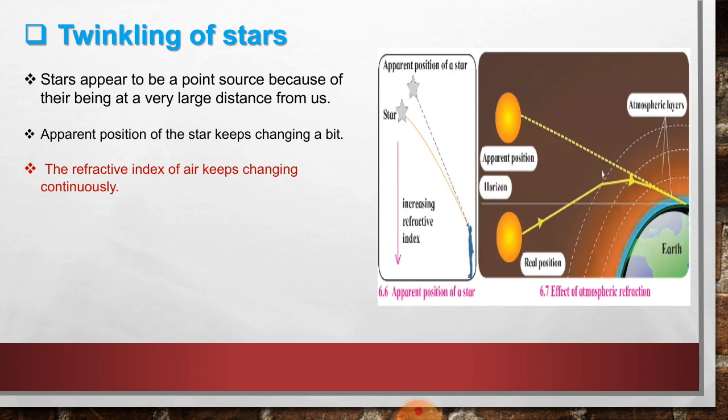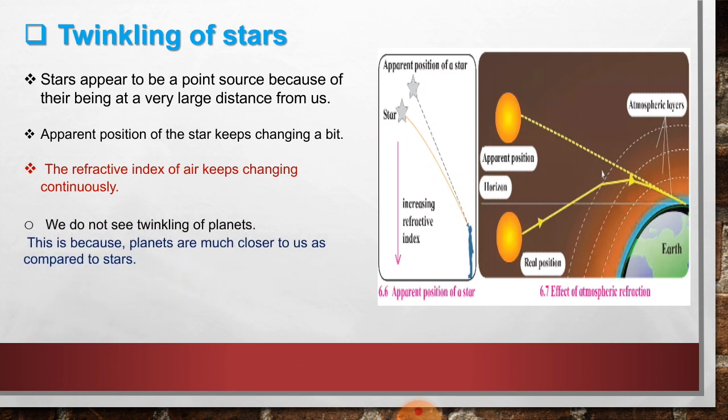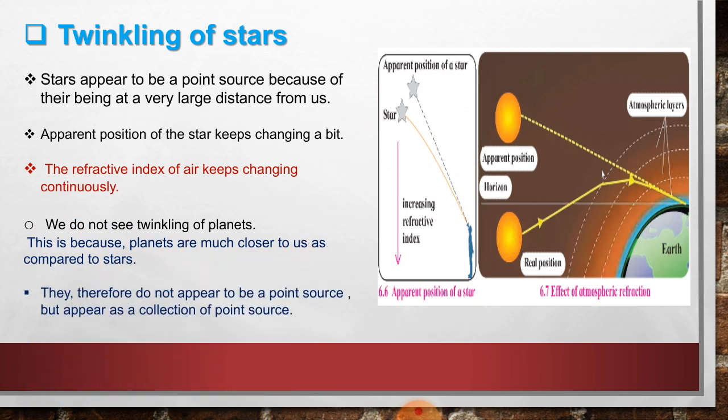the star appears to be twinkling. Okay, we know that stars twinkle, but do the planets twinkle? No, we do not see the twinkling of planets. This is because of what? The planets are much closer to us as compared to stars, and they therefore do not appear to be a point source, but they appear as a collection of point sources. Okay, so we have learned all this.